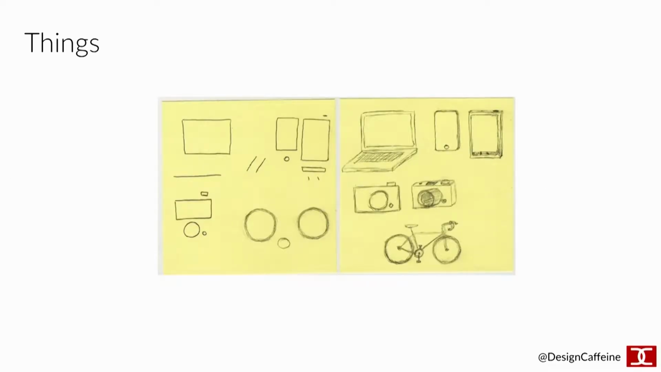Let's start with things. Now, things are not very hard to draw. If you can draw a box and a circle, you can draw almost any gadget known to man or woman. You can see on the left side right there, there's basically just boxes and circles. And on the right side, you can see finished objects. It's actually not a very difficult thing to draw.